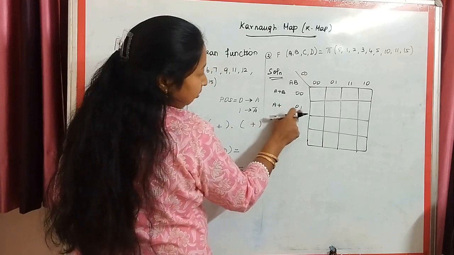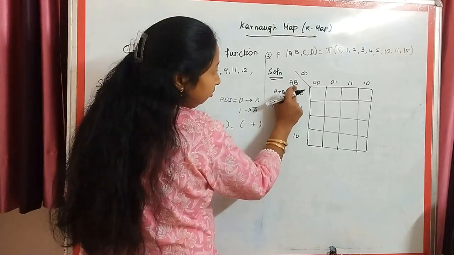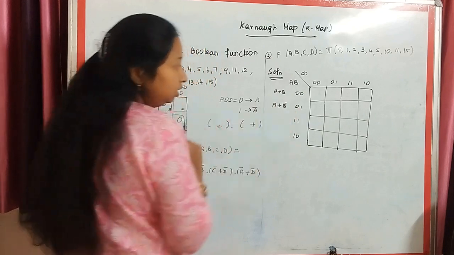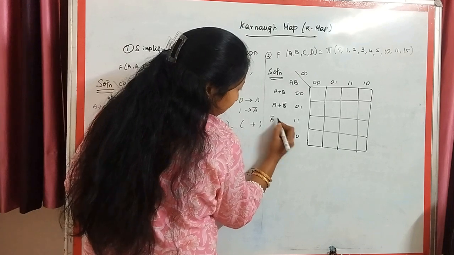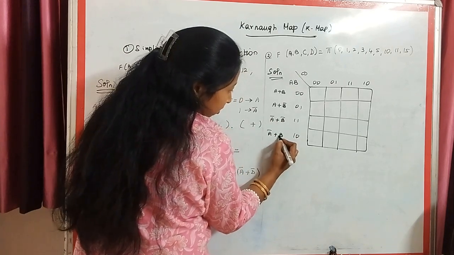And here for the second term, it is 1. 1 is always represented with a complement. Here the second term corresponds to B, and since it is given as 1, you'll be mentioning a complement. Fine. And for this, it is A bar plus B bar. For this, it is A bar plus B.